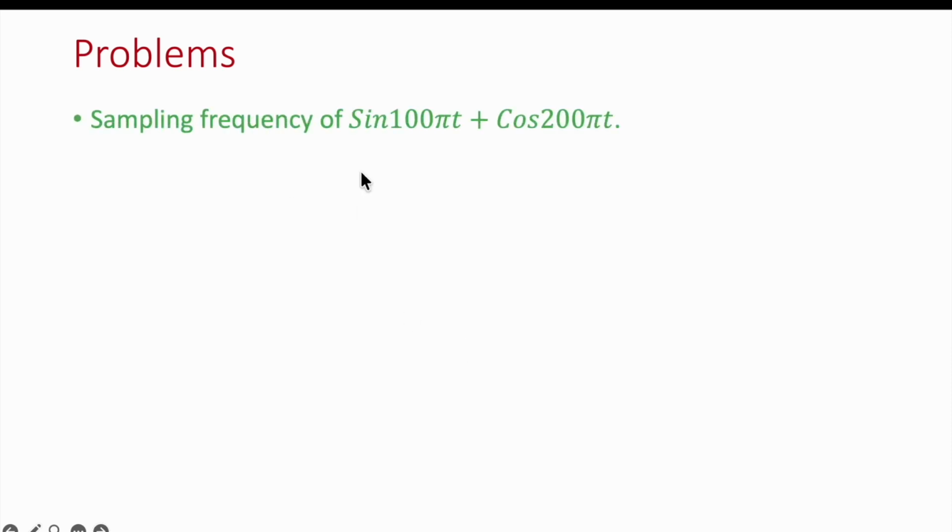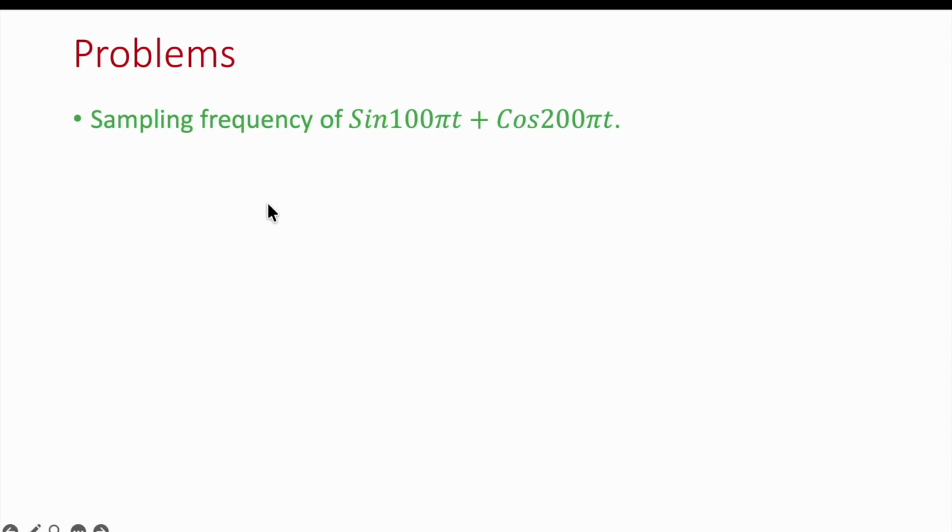We can solve a few problems related to the sampling theorem. For example, we need to calculate the sampling frequency of a signal. What should the sampling frequency be if we want to recover this signal back? On the transmitting side you have to convert that signal into a discrete-time signal, and on the receiving side you want to recover it exactly the same. So what should the sampling frequency be?